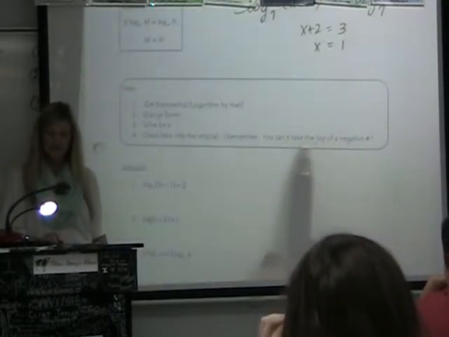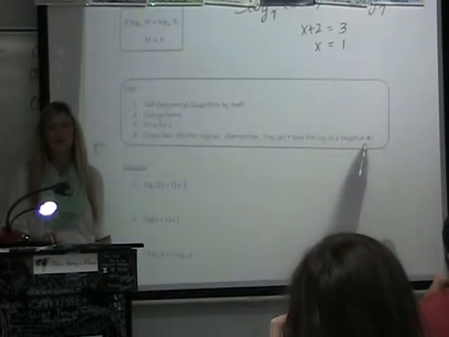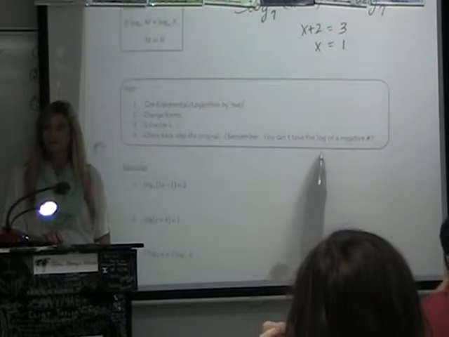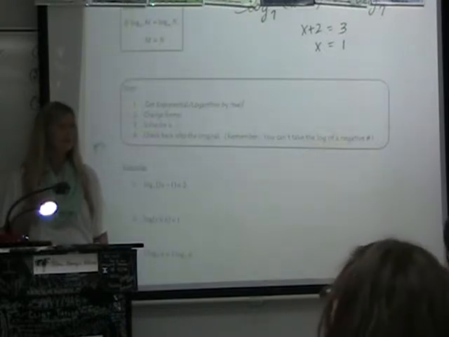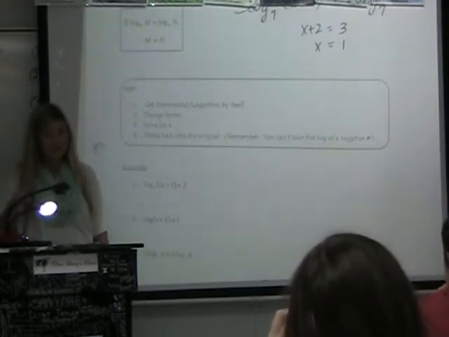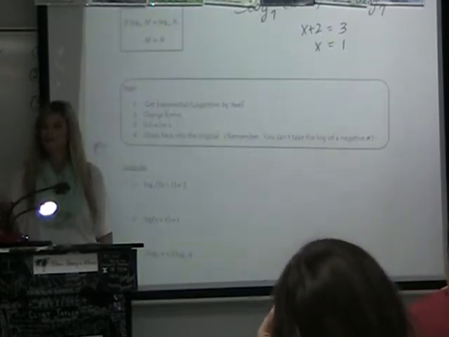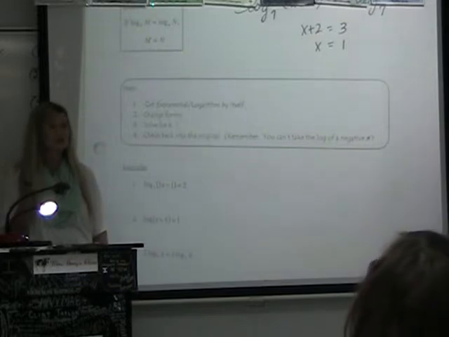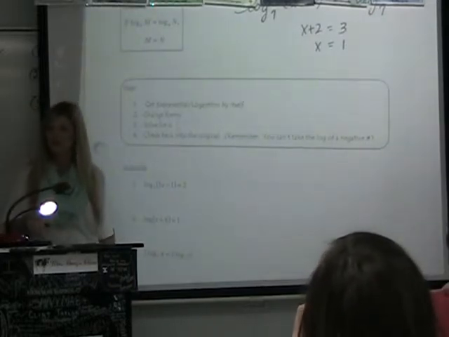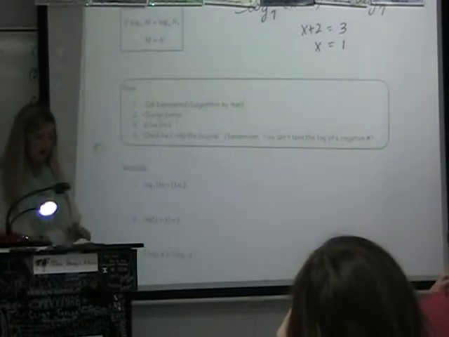Remember, you can't take the log of a negative number. You can't take the log of 0 either. It has to be positive. And remember, you can't have a negative base on a logarithm. The answer to a logarithm can be negative. You just can't have a negative base, and you can't take the log of a negative number. So that's really what you're looking for when you're checking extraneous solutions. All right, let's check it out.